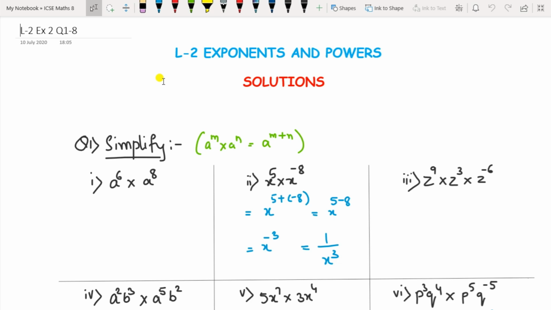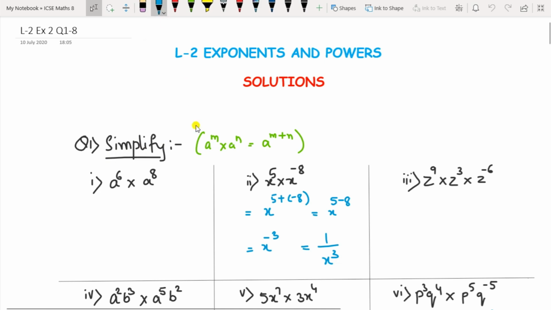Today we are going to see the solutions of lesson 2, exponents and powers. Though this is an ICSE standard 8 maths course, the introduction and explanation of this lesson is the same as the NCERT syllabus. So first you have to go through that introduction video which I have aired before. I have shared the link above in the i-link. So please go through that video first.